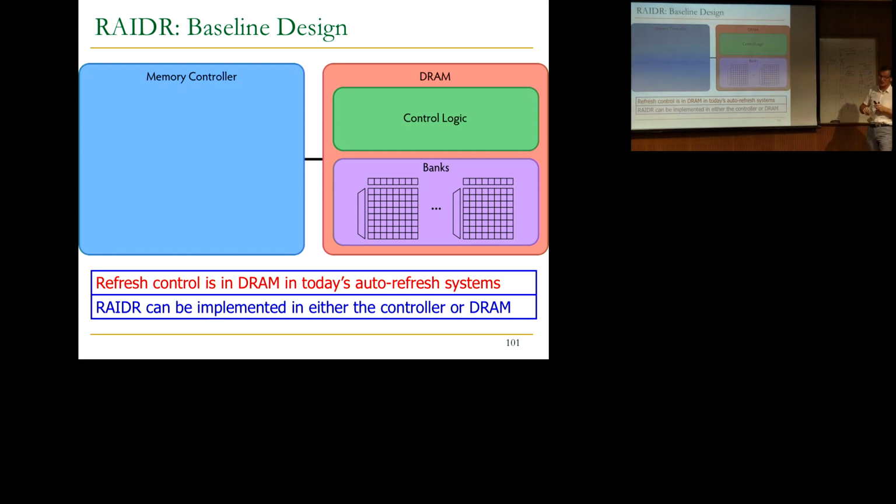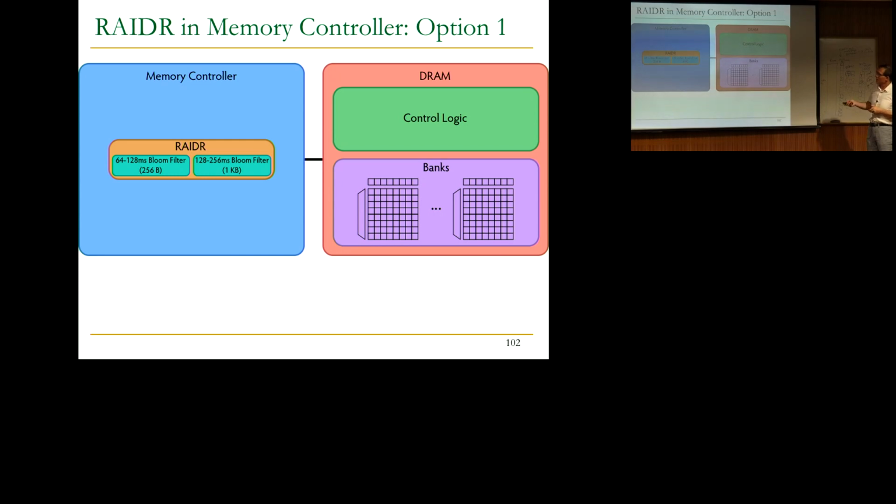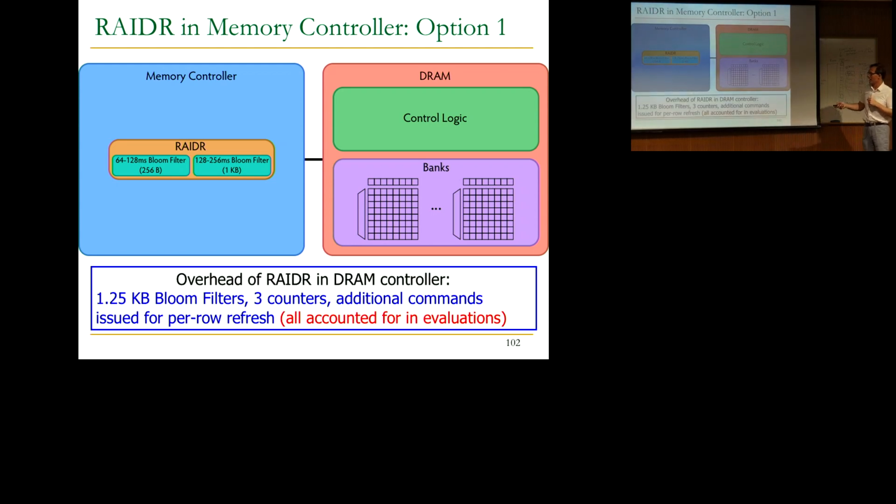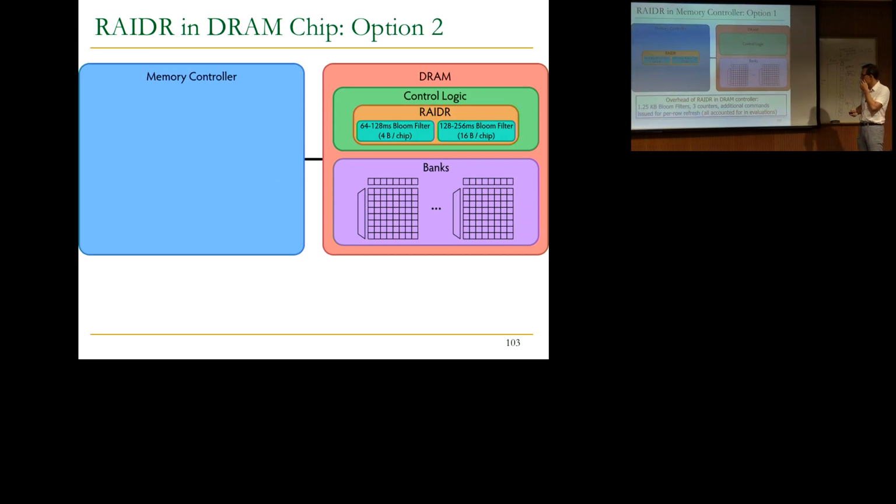It has different implications on the interface. If you actually put it in the controller, so when we proposed, we actually had 2 Bloom filters, as you can see over here. The overhead is small. You have about 3 counters. And you need additional commands for per row refresh, because every single row, you need to decide whether or not you refresh. You refresh very few number of rows, but the refresh is under the control of the memory controller right now. And this is all accounted for in the evaluations as you asked.